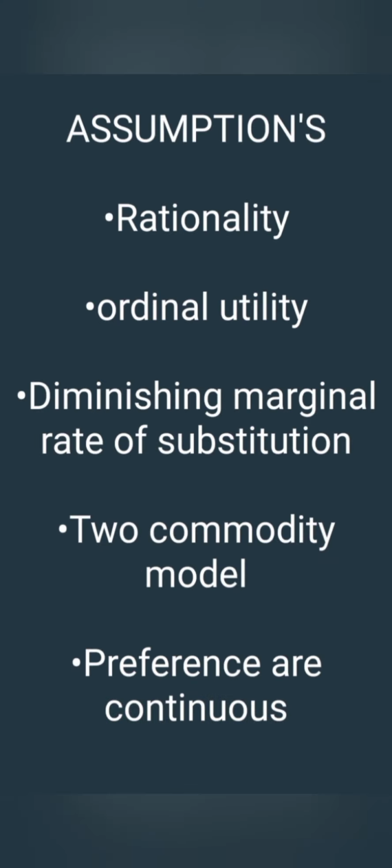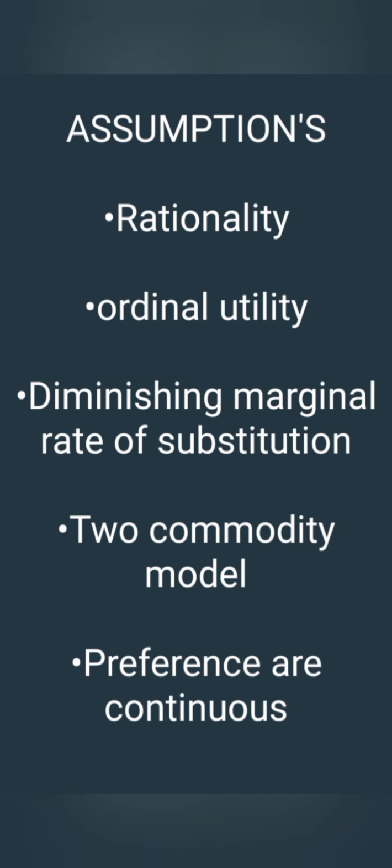Now move toward the next step of the question, that is the assumptions. What are the assumptions of the IC curve? They are rationality, ordinal utility, diminishing marginal rate of substitution, two commodity model, and preferences are continuous. These are the five assumptions of the IC curve, as you see on the screen.